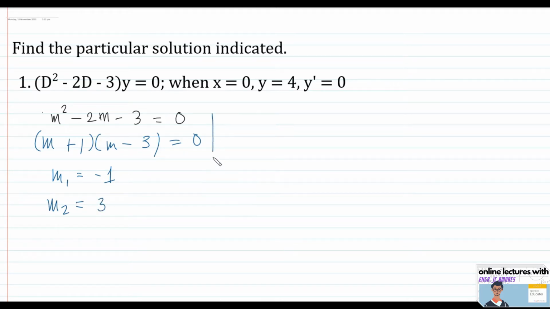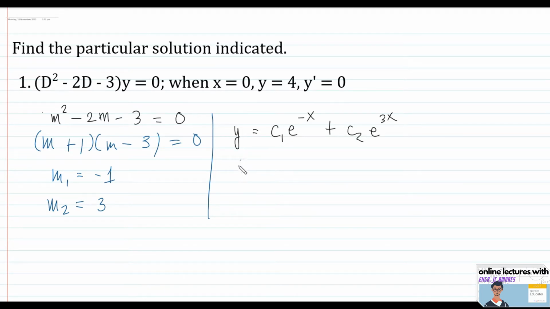So now that we have the roots, we can go to the solution. The general solution to our differential equation would be c sub 1 e raised to negative x plus c sub 2 e raised to 3x. Now we have to find the particular solution such that when x is 0, y is 4, and y prime is 0. So first case, when x is 0, y is 4.